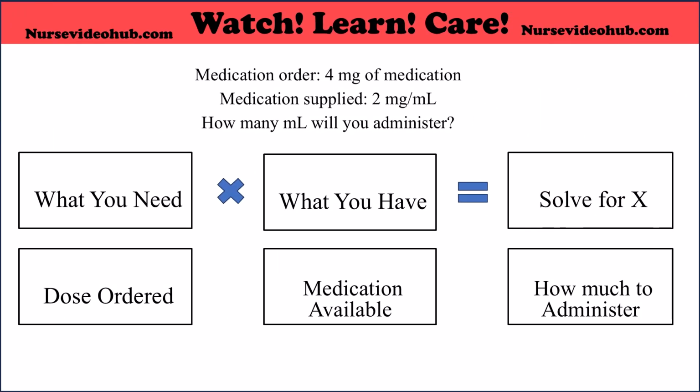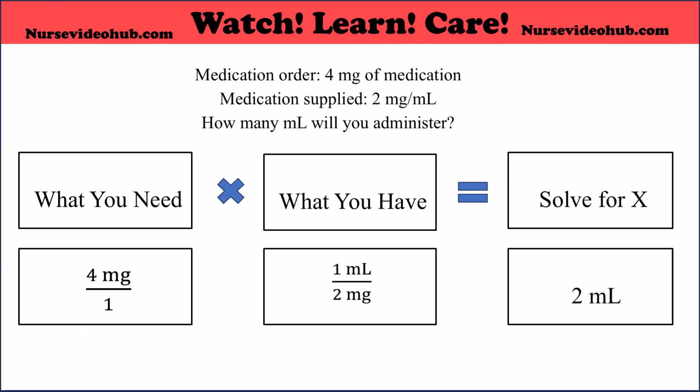Here is another example. There is an order for 4 milligrams of an IV push medication. The medication supplied is 2 milligrams for every milliliter. How many milliliters will you administer? Set up the problem to identify the number of milliliters to administer. Write out the prescribed dose as a fraction, 4 milligrams over 1. Then write the available medication in a fraction with the units set up so that they cancel out, 1 milliliter over 2 milligrams. You calculate the answer by treating the problem as an algebraic equation and multiplying across.